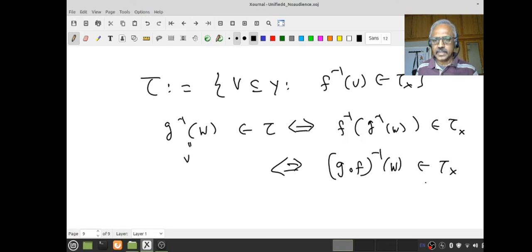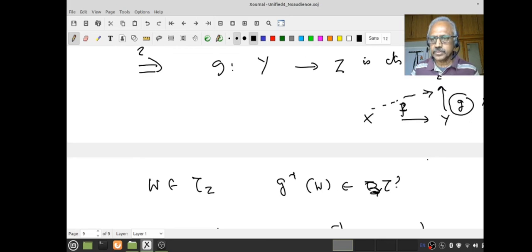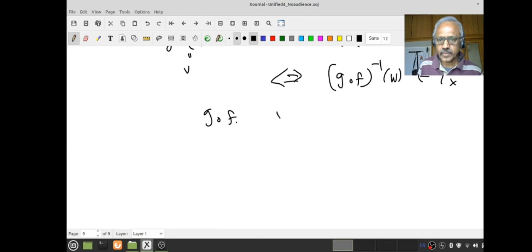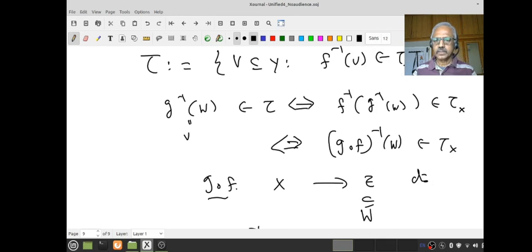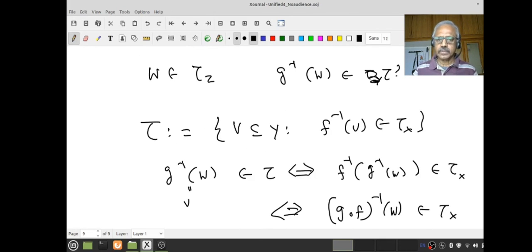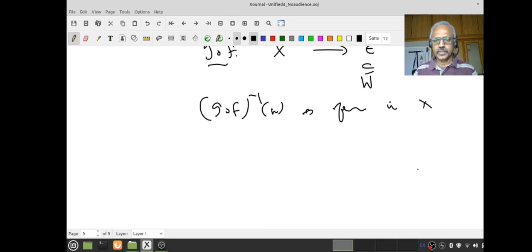But do I know that? Notice that G composite f is a map from where to where? G composite f is a map from X to Z, and this is continuous, and W is open in Z. Therefore, (G composite f) inverse of W is open. That means I have proved G inverse of W is open.